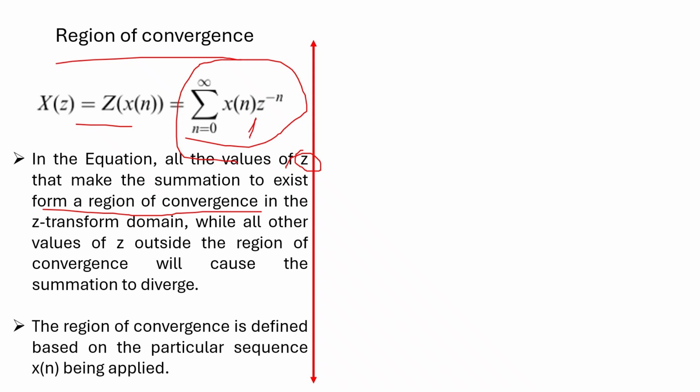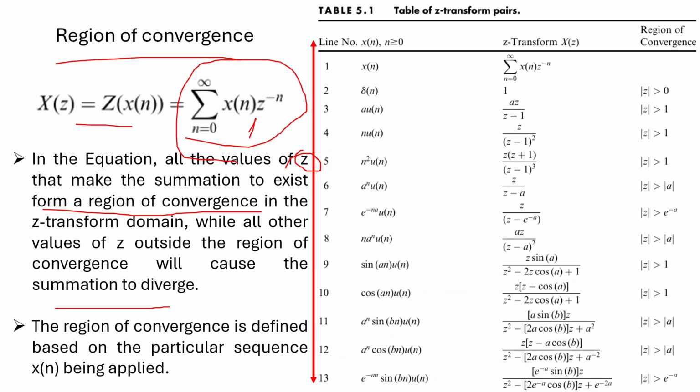If it is not valid for z, that is outside, it will not be considered as the region of convergence. All other values of z outside the region of convergence will cause the summation to diverge. That is also called divergence. As an example, for delta of n, the Z transform will be 1 and the region of convergence is z greater than 0. For a u(n), we have just calculated, the Z transform will be z divided by z minus 1 and the region of convergence is z greater than 1.